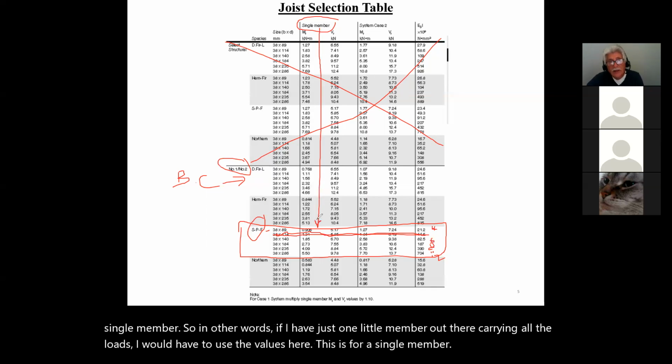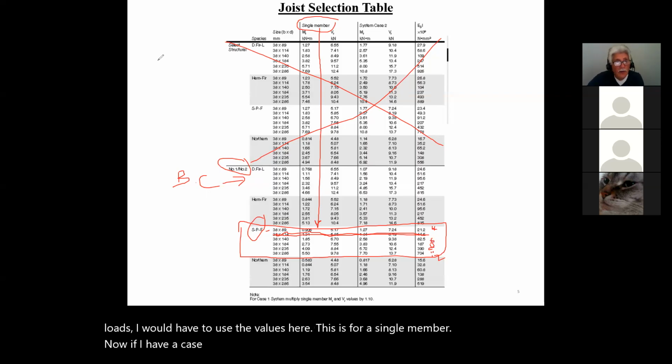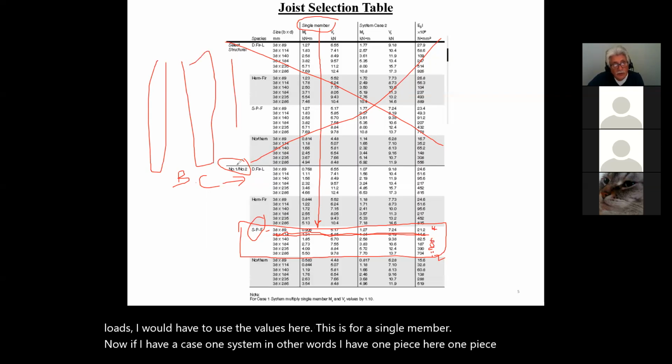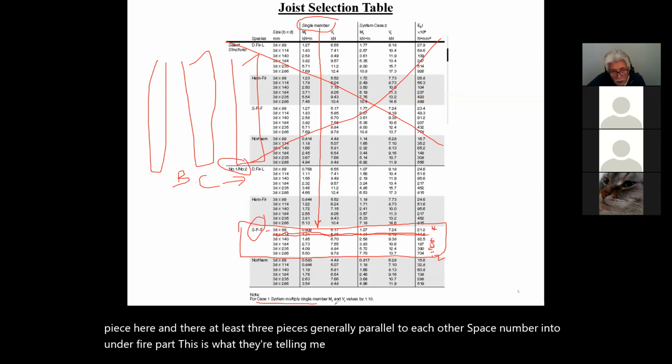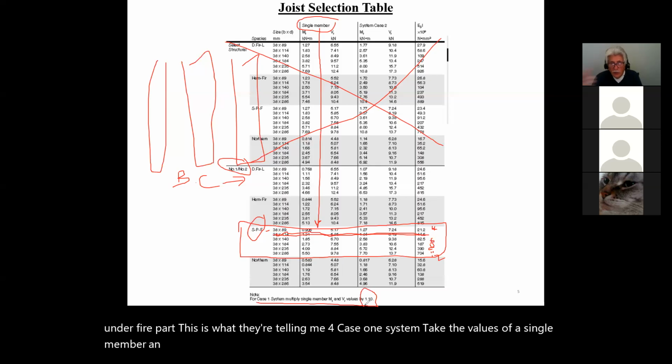Now, if I have a case 1 system, in other words, I have one piece here, one piece here, one piece here, and there are at least 3 pieces generally parallel to each other, spaced no more than 200 feet apart. This is what they're telling me. For a case 1 system, take the values of a single member and multiply it by 1.1. In other words, increase it by 10%.